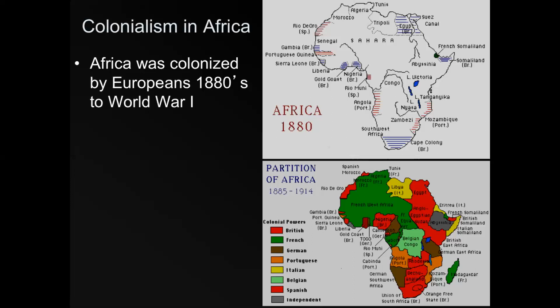And the answer is labor and resources. So they wanted to get things like minerals. At first it would be gold, ivory, things like that. Later on, going into the 20th and 21st centuries, it would be things like oil, the world's most valuable commodity right now.